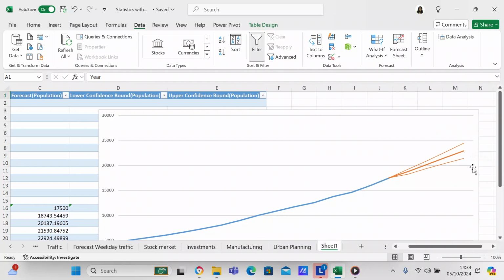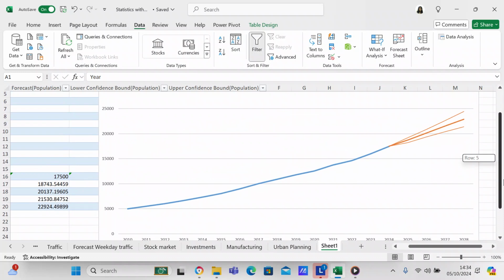So you can see that it's growing exponentially every year. By 2028, you would have a population of 22,500 roundabouts. So you would need to build that many more houses to accommodate the new population. That's one thing you could do to figure out how many more houses you would need to build to accommodate this exponentially growing population.